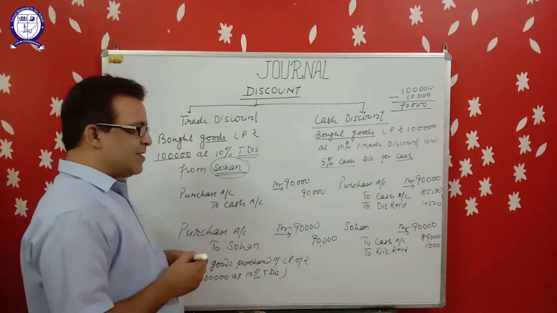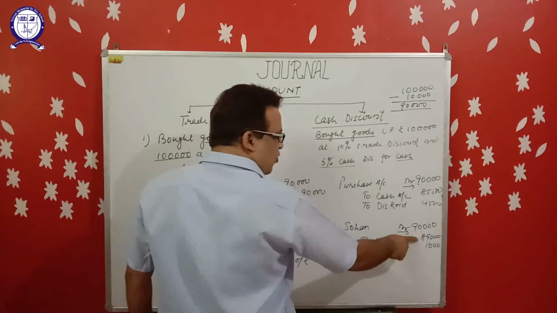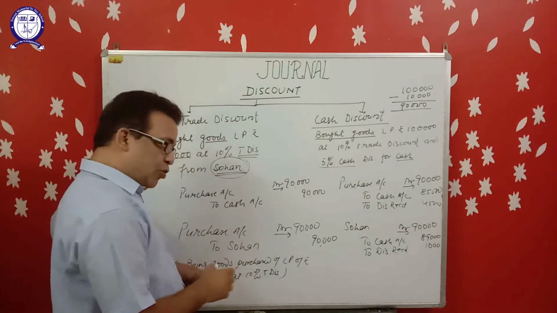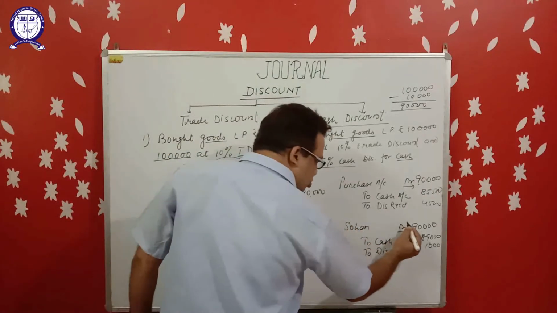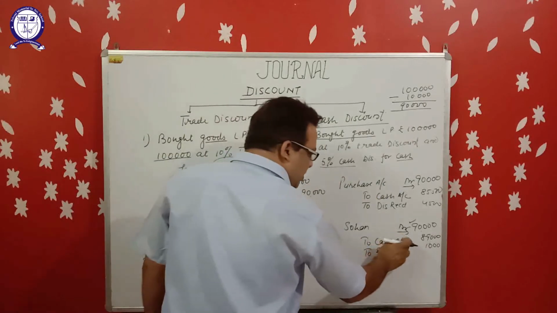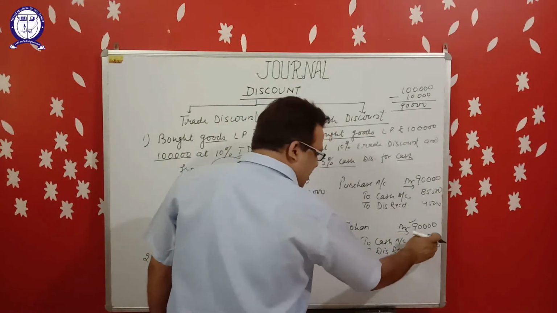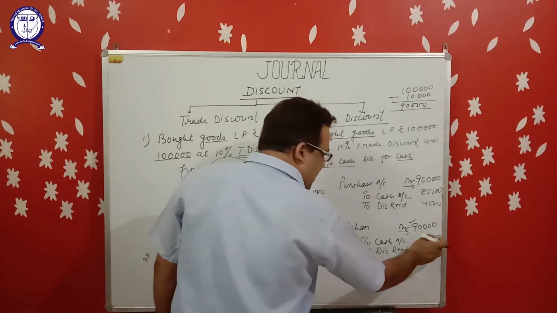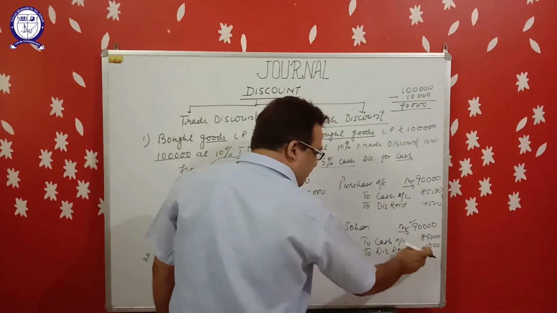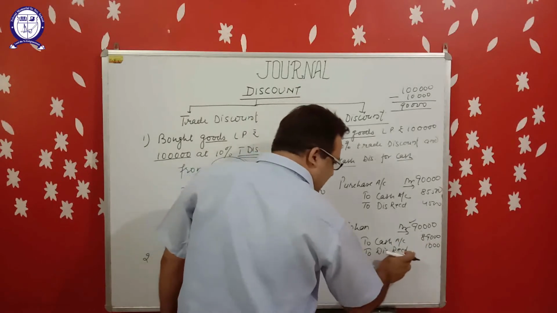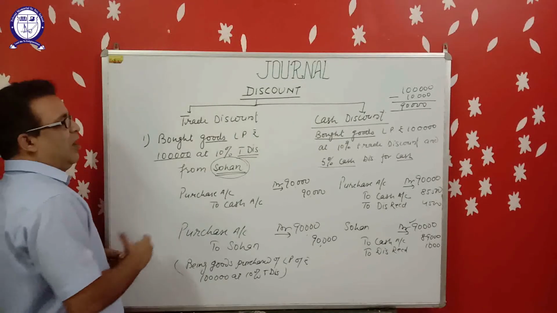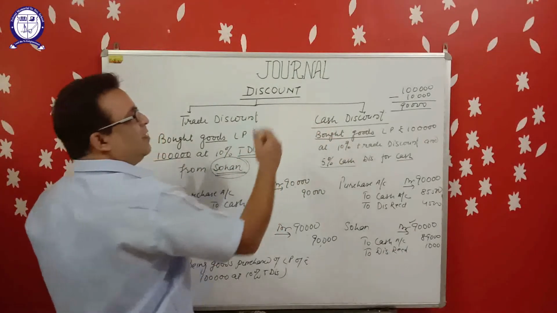Full settlement means after this payment we don't have to pay any amount to Sohan. Sohan account is closed. That's why Sohan account is debited with 90,000. Cash account is credited with 89,000 because we are paying cash 89,000. Remaining 1,000 we have received discount from Sohan. Discount is an income for the business. That's why it is credited. So this is the point of trade discount and cash discount.